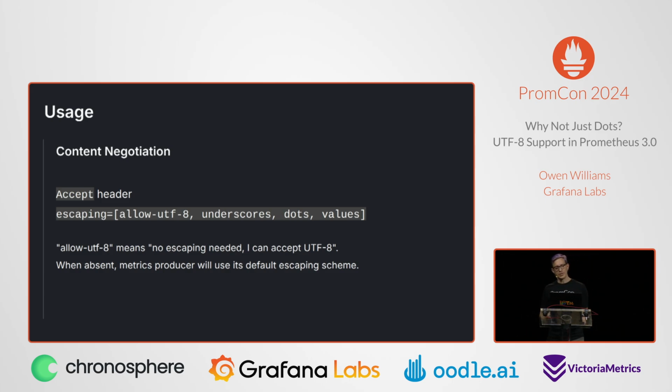So then there's the negotiation part. How do you know whether the system supports UTF-8 or not? It's in the accept header with a new term called escaping. If you say escaping equals allow UTF-8, then you're UTF-8 capable, and the metrics producer will give you that new format. You can have a system ask for a specific type of escaping, and that will override the default of the producer. How often that's going to get used, I don't know.